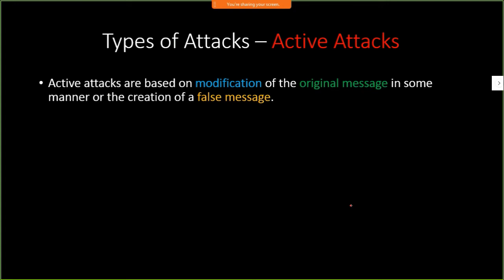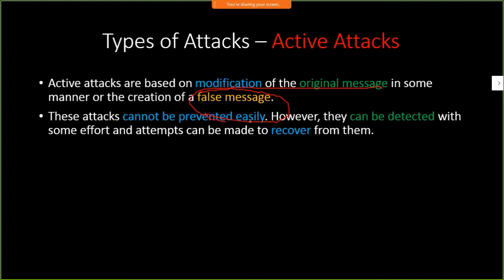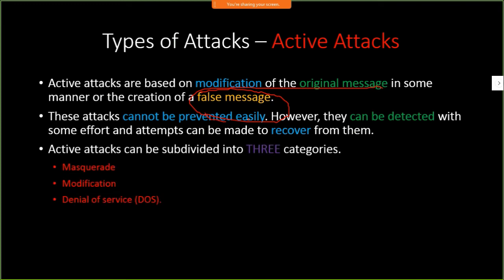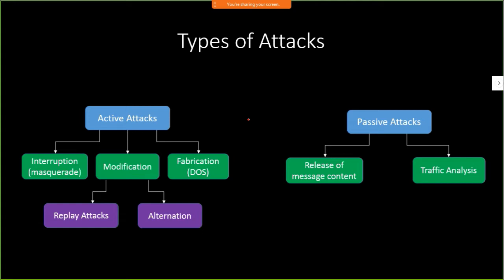So what are active attacks? Active attacks are based on the modification of the original message in some manner, or the creation of a false message. These attacks cannot be prevented easily. However, they can be detected with some effort, and attempts can be made to recover from them. There are three types, we all know that: masquerade, modification, and denial of service. So what is denial of service? That is fabrication. Fabrication is a denial of service.